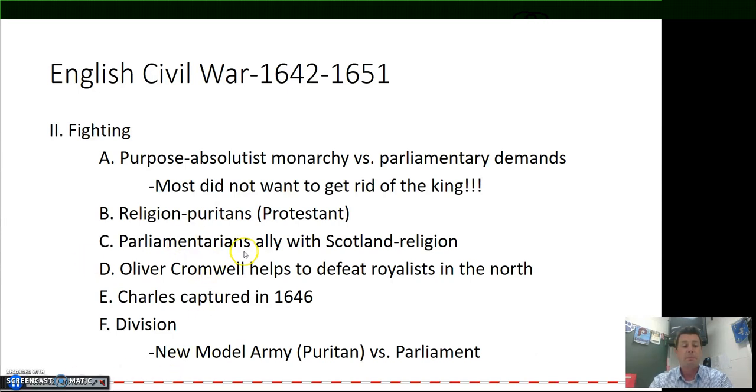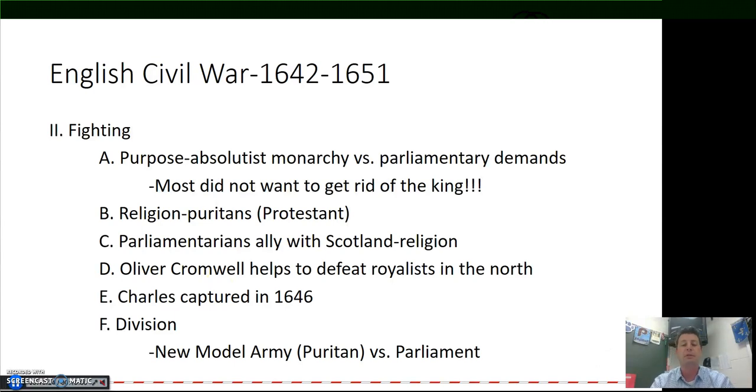The parliamentarians, the Roundheads, they ally themselves with Scotland, and they're able to do that because of religion, by trying to feed this fire of discontent that people think that Charles I is going to convert everybody to Catholicism. And that helps them to gain in numbers. And one of the leaders of the parliamentarians is Oliver Cromwell, and he really shows himself to be a master tactician and leader of men.